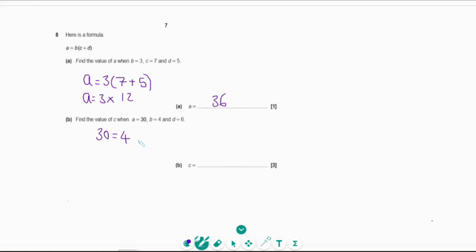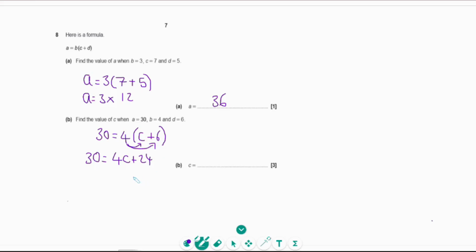Find the value of c when a is 30. B is 4. We don't know c, but we know that d is 6. So there's a couple of different ways you could do this. I'm going to expand the brackets first. Times everything inside the brackets by 4. 4c plus 24. 4 times c is 4c. 4 times 6 is 24.